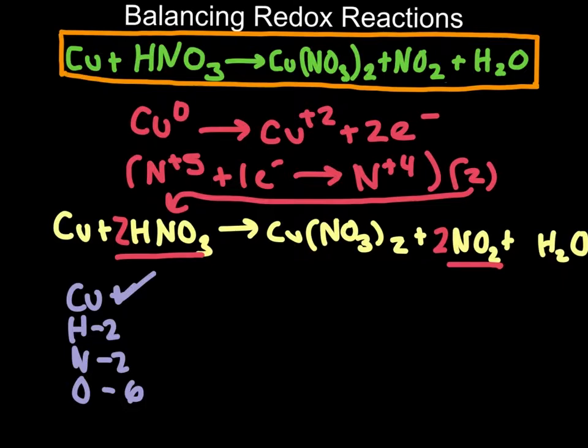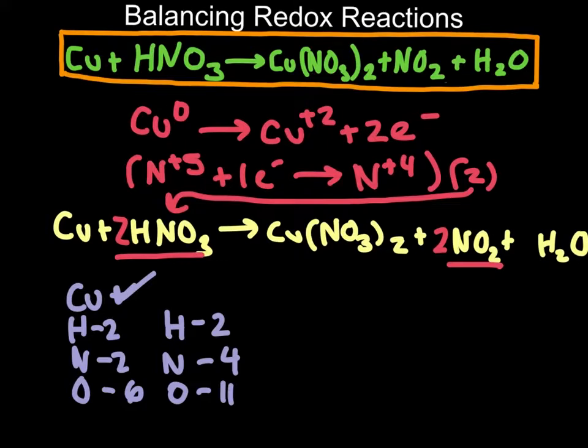Copper, we said we were good on, we had 1 and 1 there. Hydrogen, let's see how many we've got. We've just got 2, so it looks like we're good on our hydrogens. Nitrogen, we have 4. Ooh, that's a problem. And oxygen, we have 3, but times 2 is 6. 6 plus 4 is 10. 10 plus 1 oxygen there is 11. So we have 11 oxygens. We are in quite a predicament here.